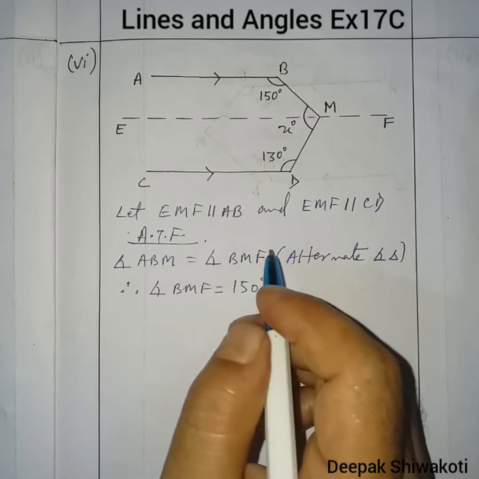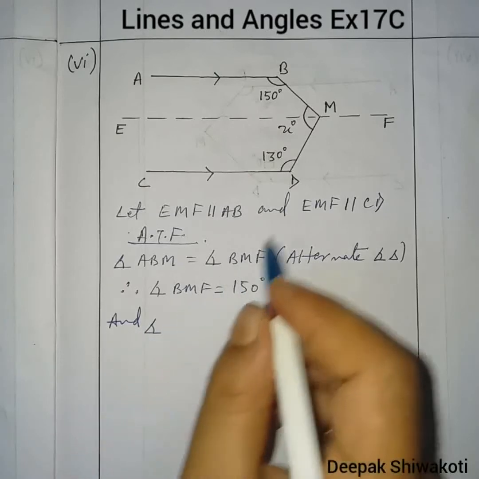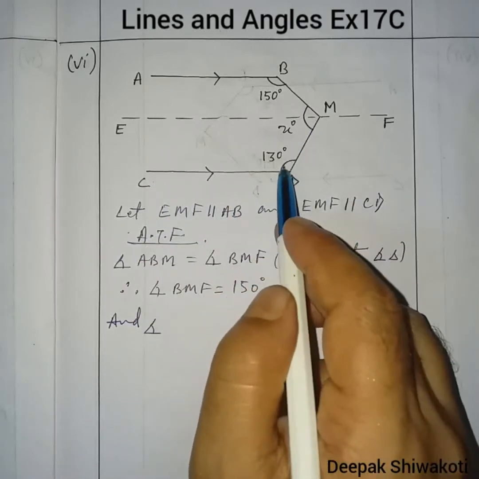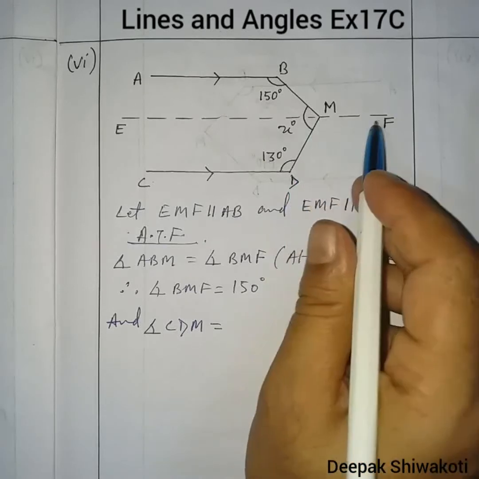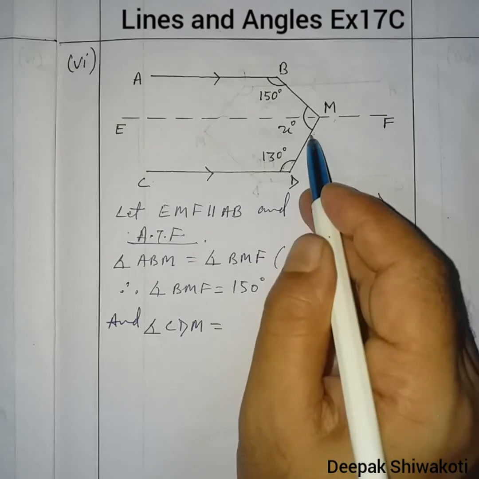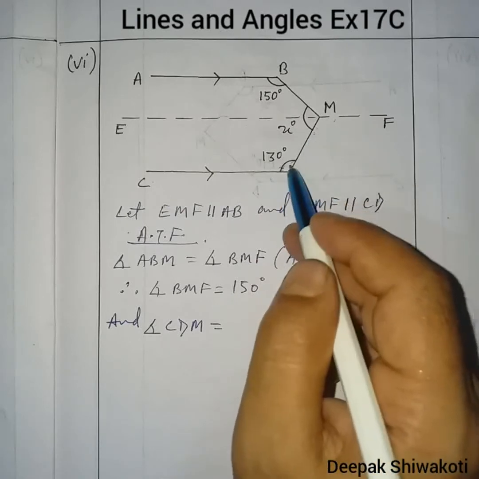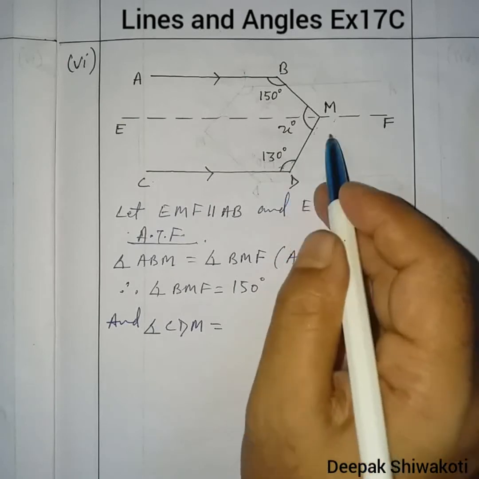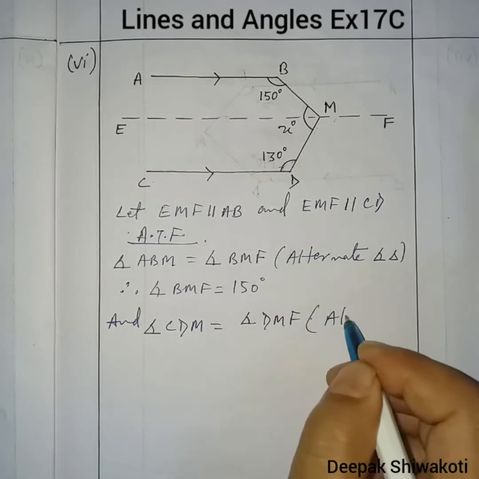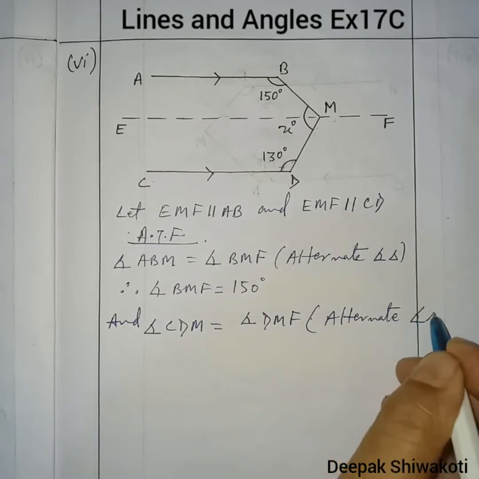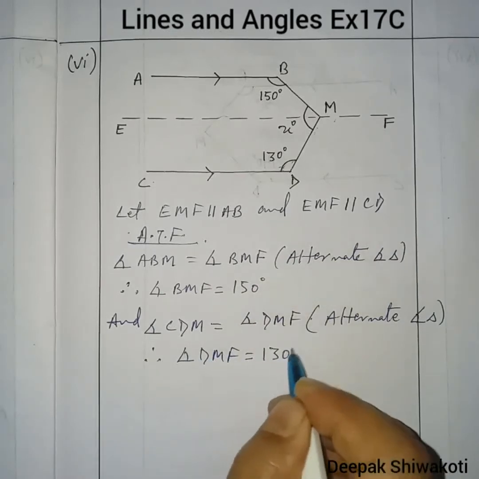Okay. Now about this and this angle we'll see, and angle CDM, this angle CDM is equal to angle DMF. This angle and this angle are alternate to each other in case of this line and this line. Okay, this angle and this angle alternate to each other, so that is why this angle and this angle are also equal. So that is angle DMF. These two are alternate, write the reason here. Therefore angle DMF is equal to 130 degree.